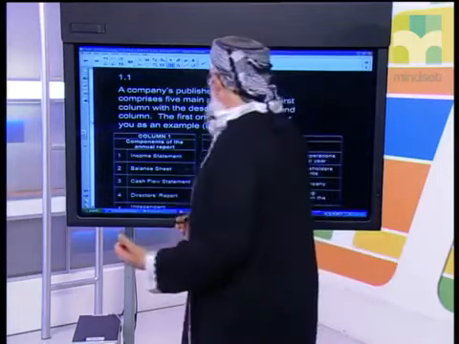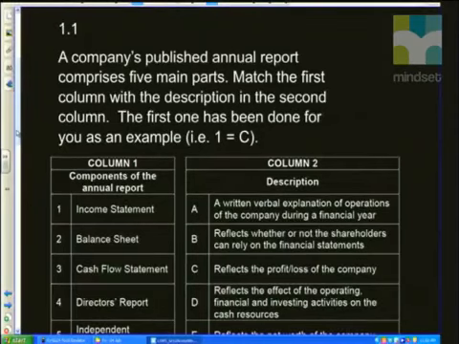Right. Firstly, we're going to match. They say companies publish an annual report comprising five parts. Match the first column with a description in the second column. So we're going to match column A with column B. The first one has been done for you as an example.